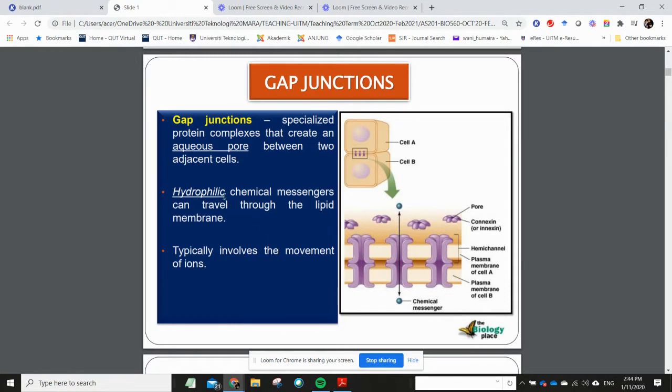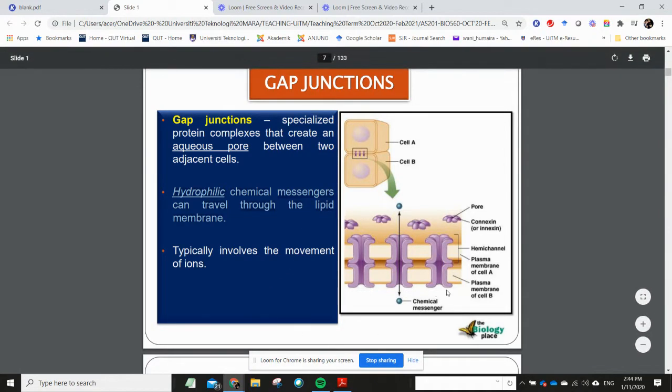It only allows hydrophilic chemical messengers to travel through the lipid membrane. Okay, hydrophilic chemical messengers can travel through the lipid membrane. So keep this wording here. We will look into the properties of chemical messengers. So typically the gap junction involves the movement of ions.